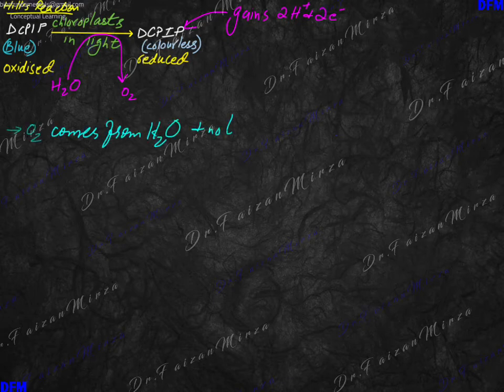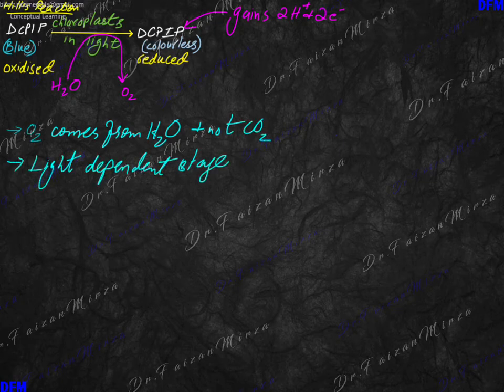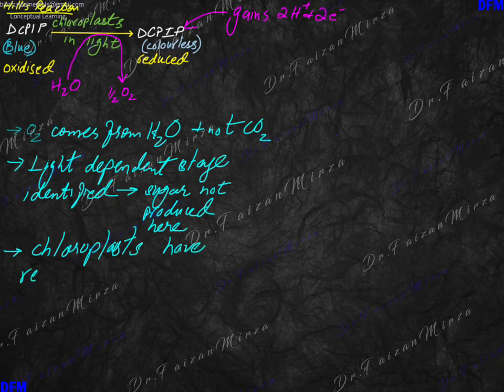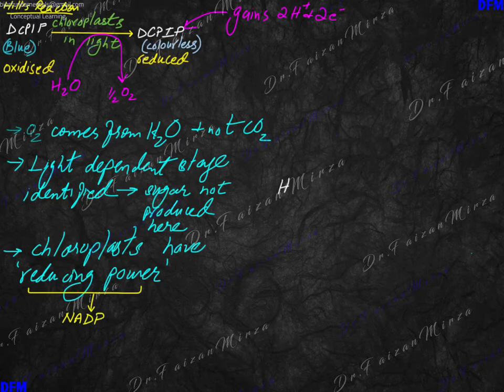We have already seen that oxygen comes from water and not from carbon dioxide. We have also seen that the light dependent reaction is identified as a separate reaction in which sugars are not produced at all. Probably you can test the solution with Benedict's test and you will see that no sugars are produced there. Chloroplasts have a reducing power. This was concluded. And chloroplasts have reducing power because they have NADP. NADP is performing the same function as DCPIP in an intact leaf.